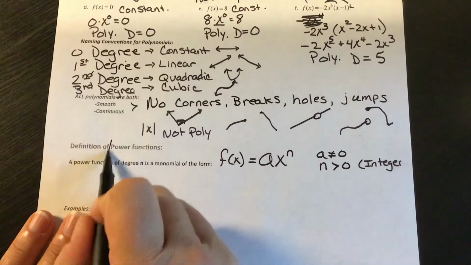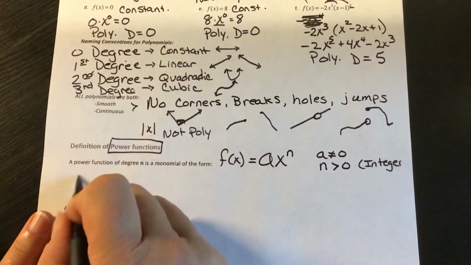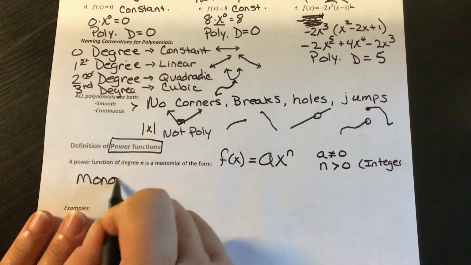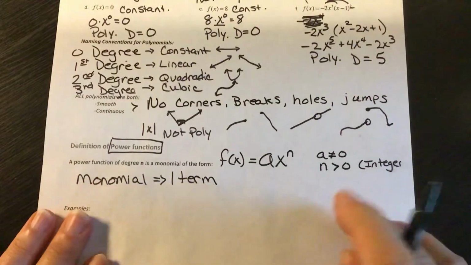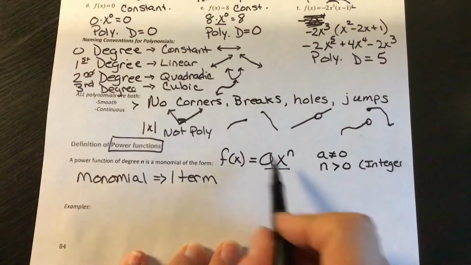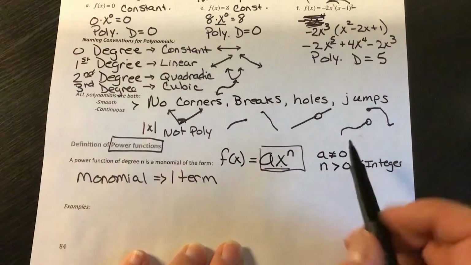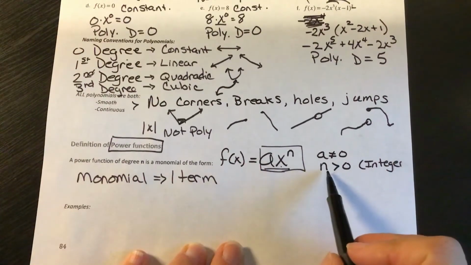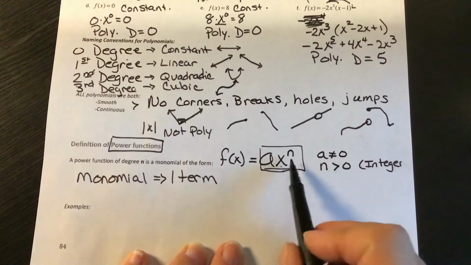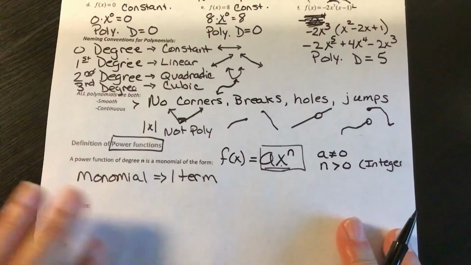The next thing we have down here is a power function. And a power function is a monomial, and that means it has one term. Most often we write that monomial as a x to some power. A cannot equal 0 because if we have 0 here, this would be a constant. And n has to be greater than 0 because if this were 0, it would be a constant. And if it were negative, it wouldn't be a polynomial.